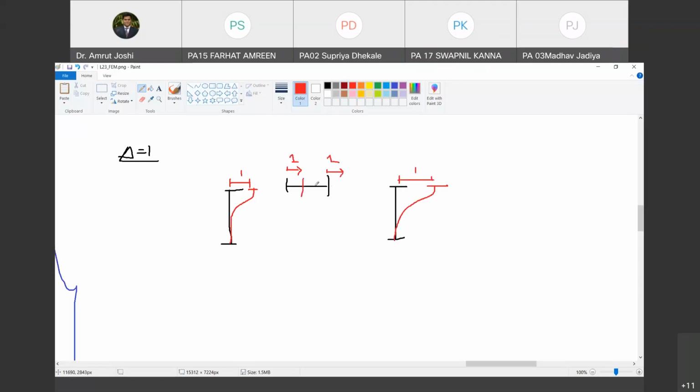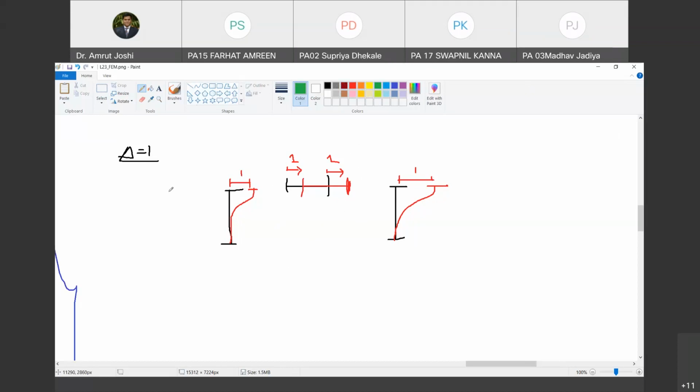So this beam is shifted as it is here. Are you with me? Yes, sir. So there are not going to be any reactions for the beam because the beam is shifted as a rigid body. Are you with me? Yes, sir. Okay. So there are going to be reactions at the columns.